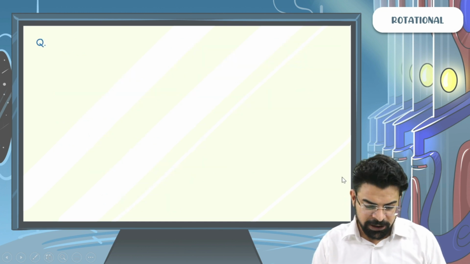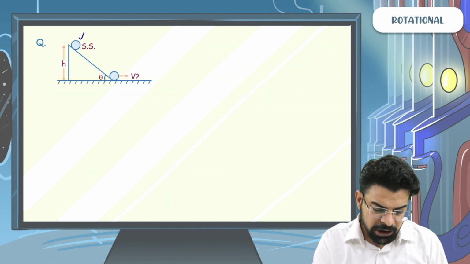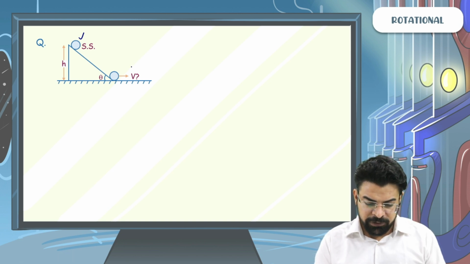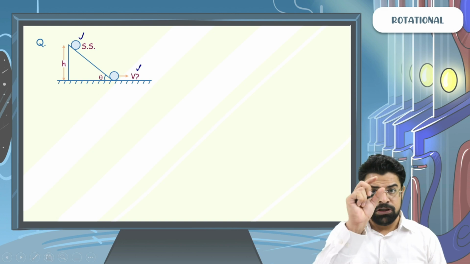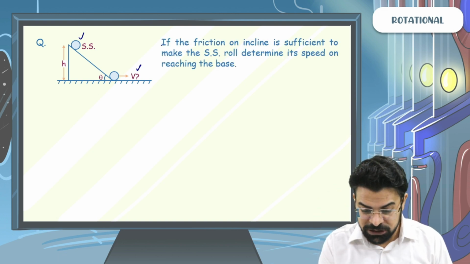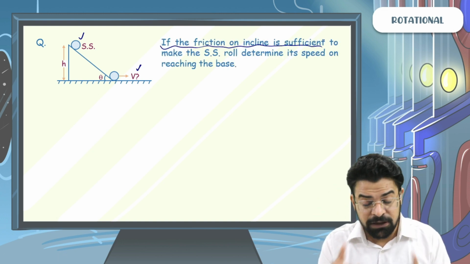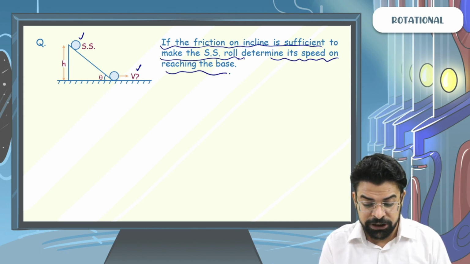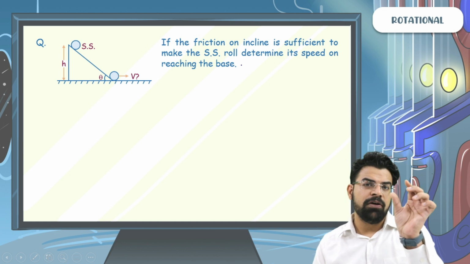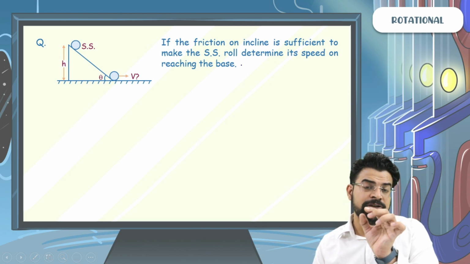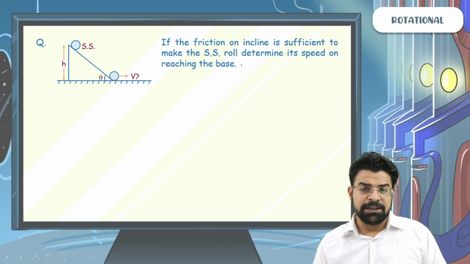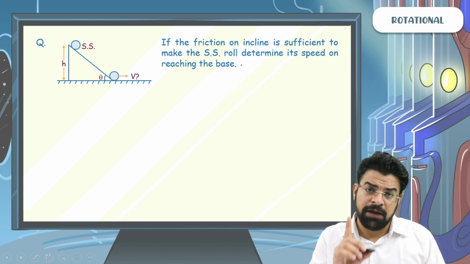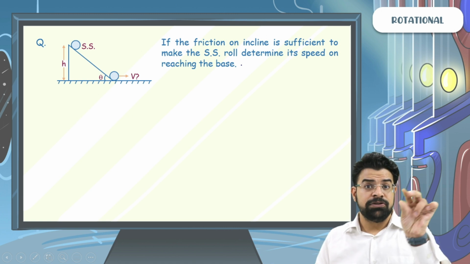So the question, here we have a solid sphere released from the top of an incline. We need to determine the speed of the solid sphere as it reaches the base. Question is, if the friction on the incline is sufficient to make the solid sphere roll, determine its speed on reaching the base. So what will be the speed of this solid sphere as it reaches the base of the incline? So you will say, again, here there is friction present and friction is sufficient that this solid sphere rolls.